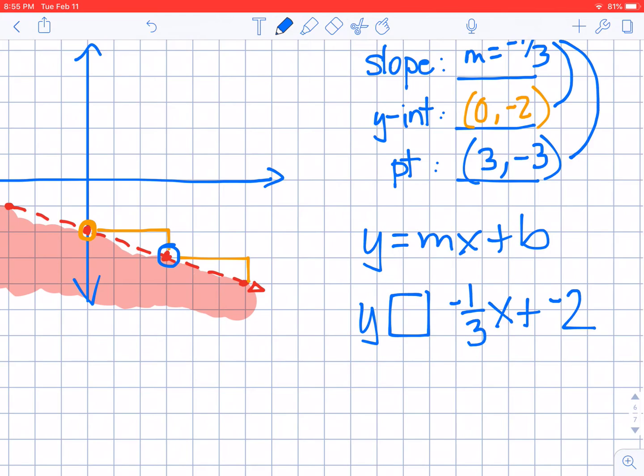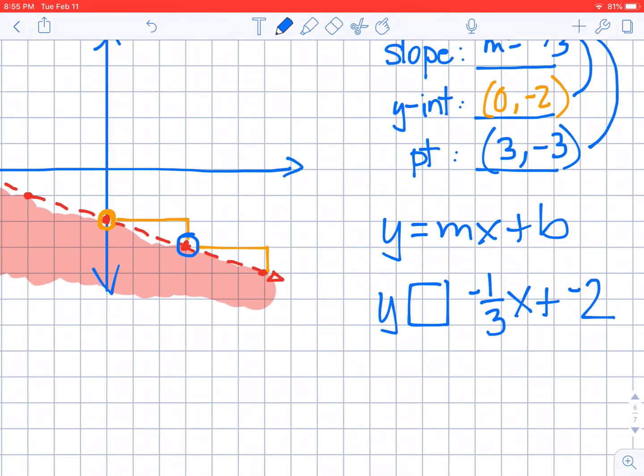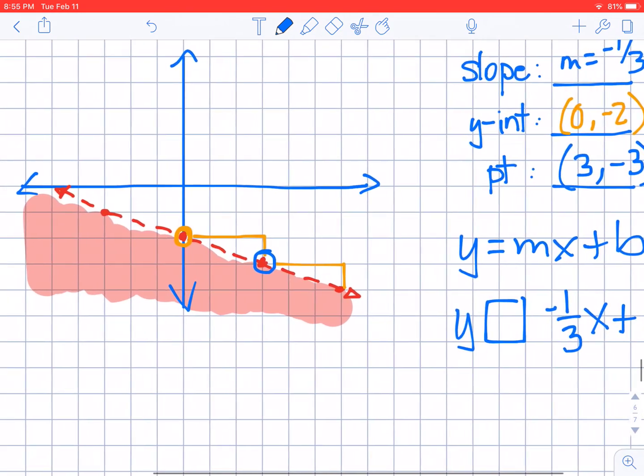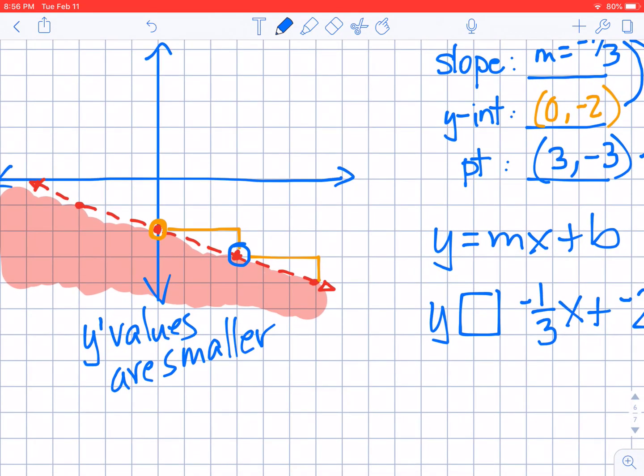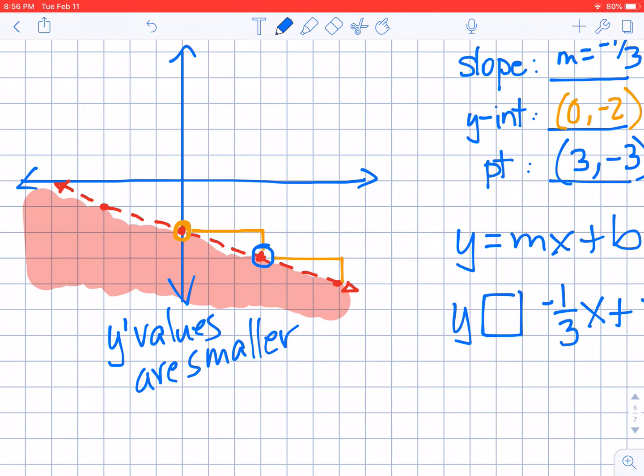Most of you could probably guess. And again, because you're shading below the line, you could guess, well, these are where the y values are smaller. Yes? The y values are smaller. So again, you would think then, okay, then that inequality would be less than. I'm going to pick a point to test this region. For variety's sake, I'm going to pick the point 1, 1. I'm just going to plug it in. This should make the statement false.